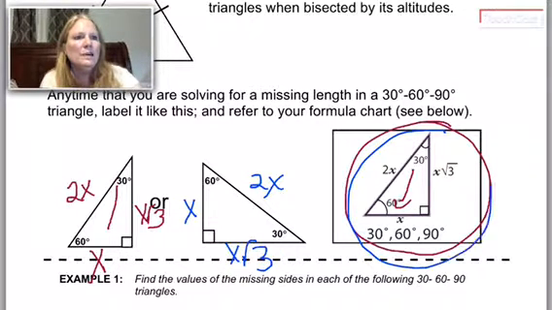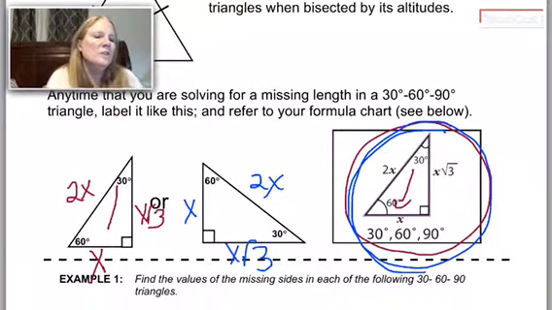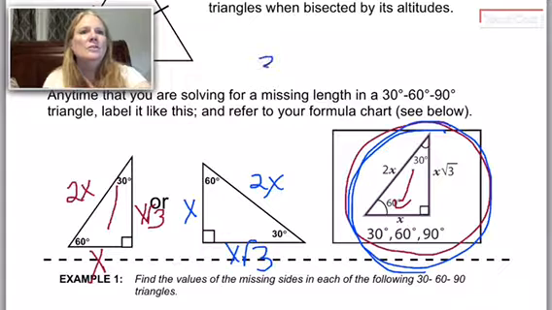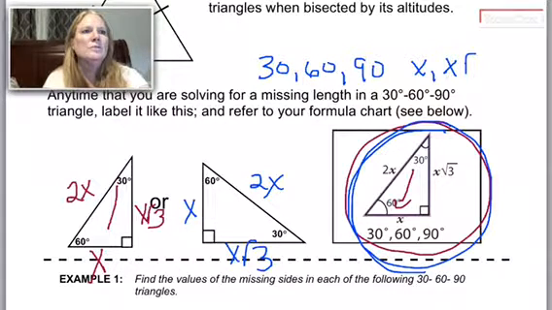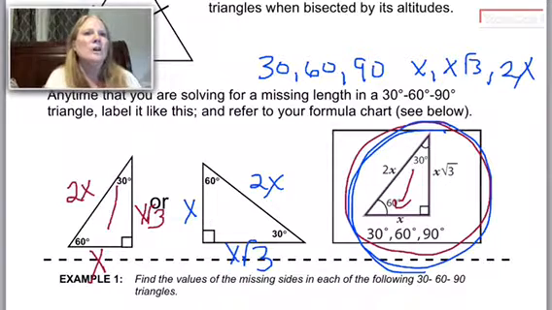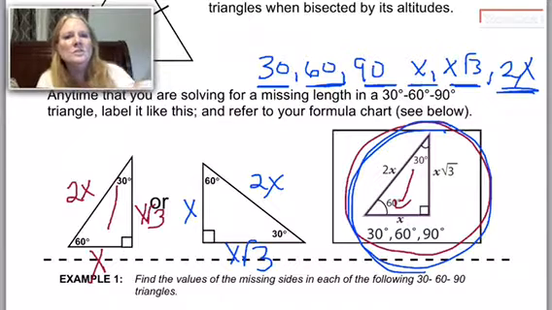Now, I like to point out here, some formula charts will give you this picture here. Other formula charts might just say 30, 60, 90, and then X, X to the square root of 3, and 2X, and expect you to draw your own picture, but let you see that with the 30-degree angle goes the X, with the 60 is the X to the square root of 3, and with the 90 is the 2X. Okay, let's look at some examples.